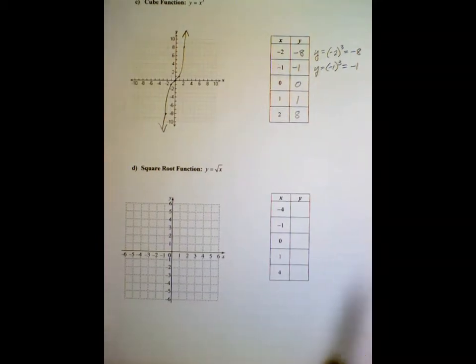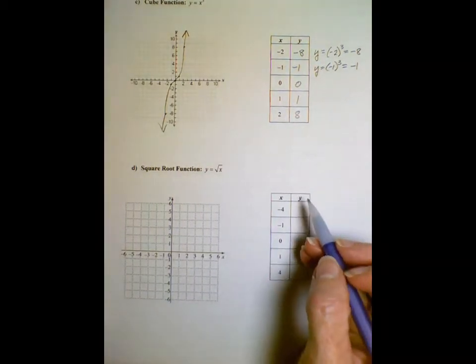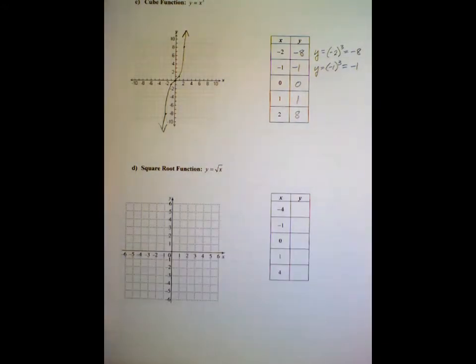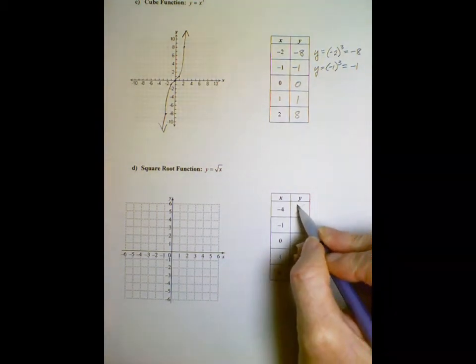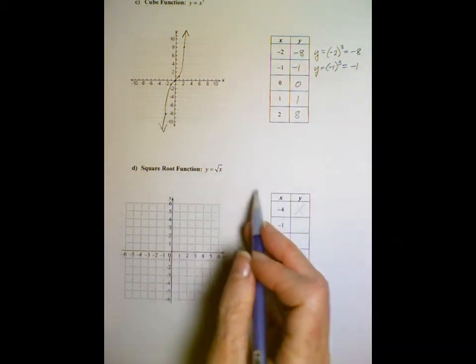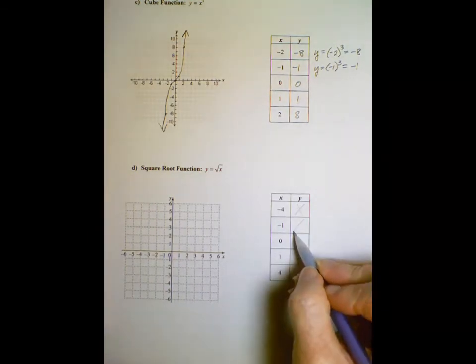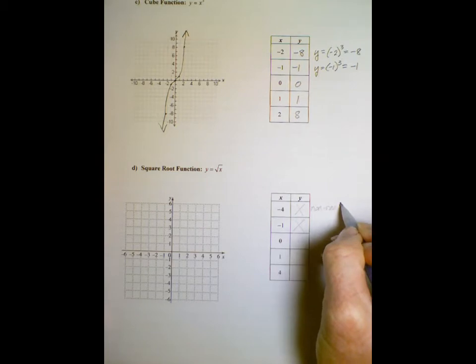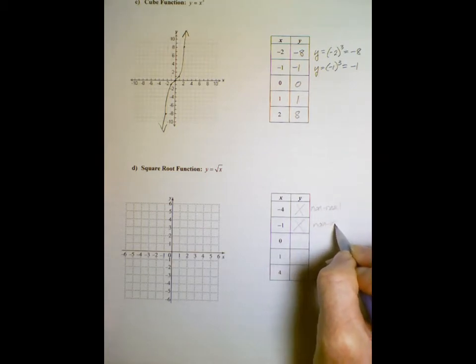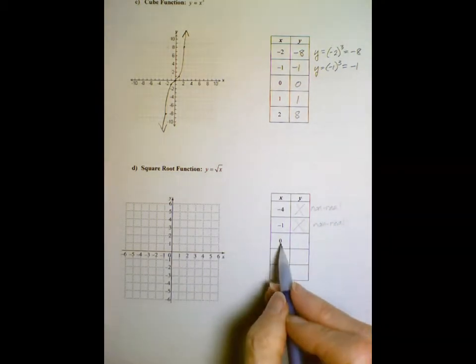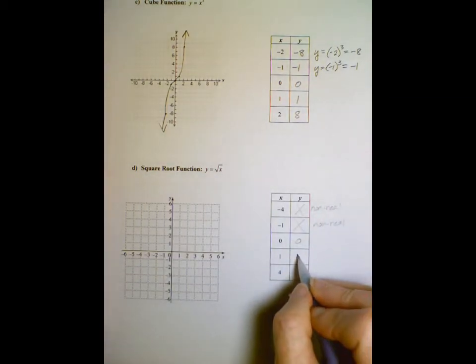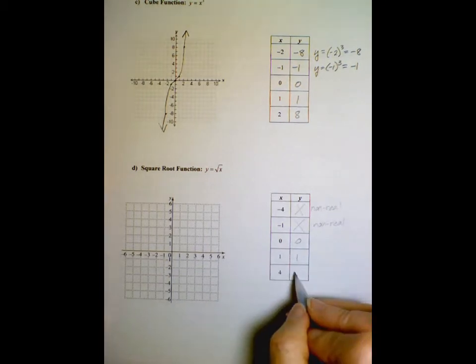Let's look at the square root function. Now, we've been suggested -4, but can we take the square root of -4 in the real number system? No. So that's not going to be a real solution. Can we take the square root of -1? No, we can't. This would be non-real, and we're not graphing that. Okay, well, can we take the square root of 0? Yes. Square root of 1? Yes. Square root of 4?